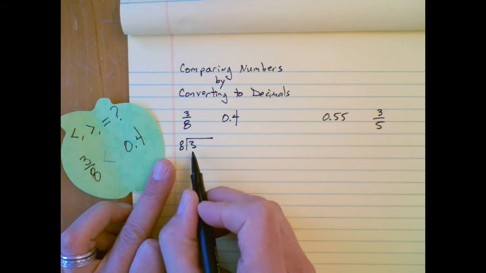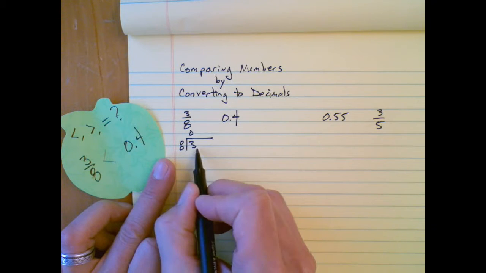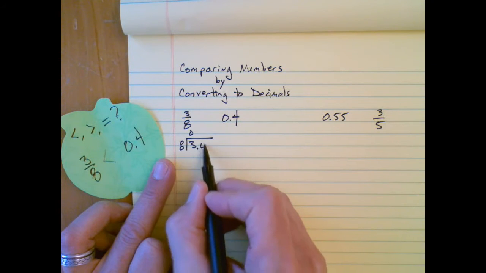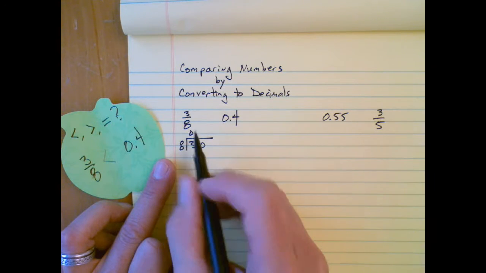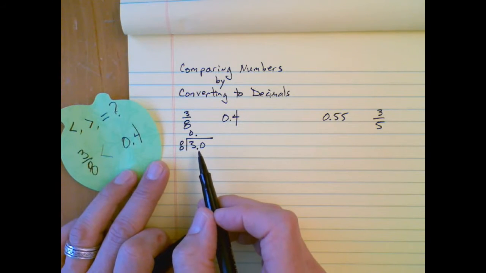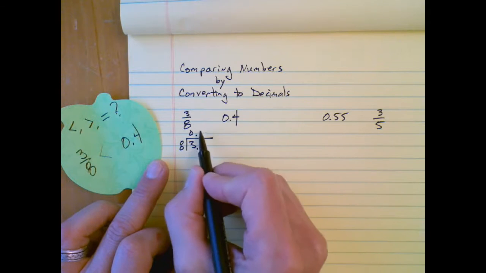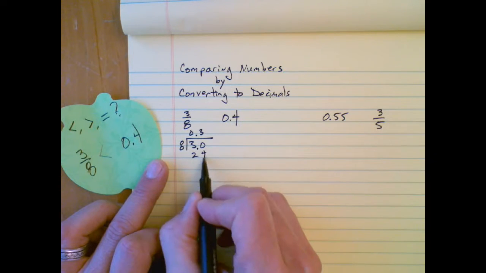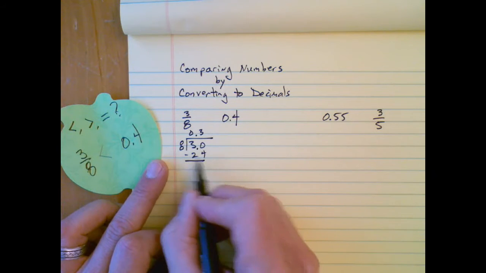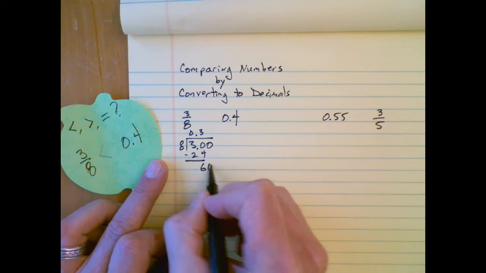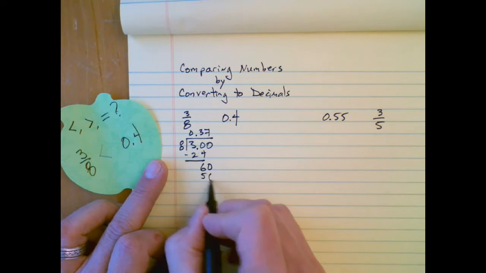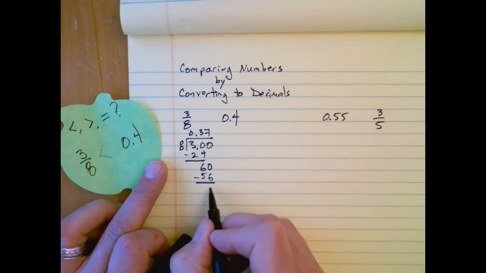How many 8s can get into 3? I get 0. That means I have to put in a decimal point and add a 0. How many 8s can I get out of 30? Well, I can get 3. 3 times 8 is 24. Already it's looking pretty hopeful, right? I do subtraction, that's 6. I bring down a 0. How many 8s can I get out of 60? Well, I get 7. 7 times 8 is 56. And I subtract, I get 4.